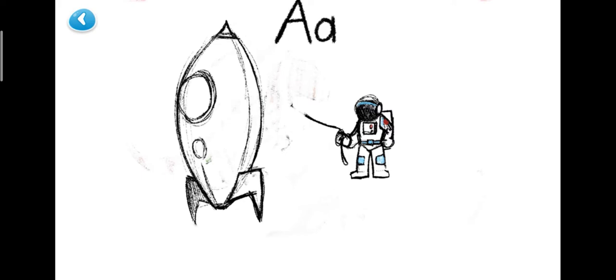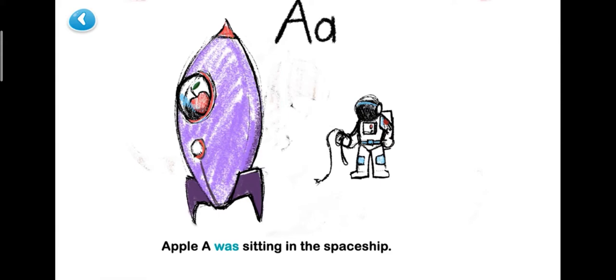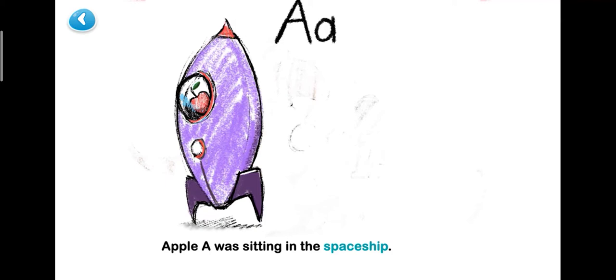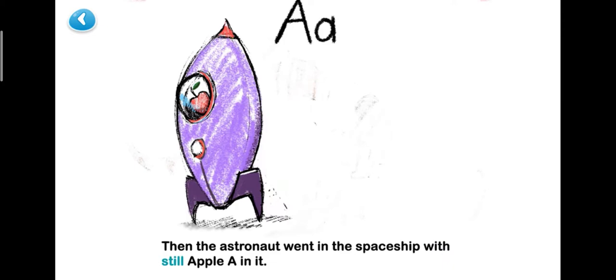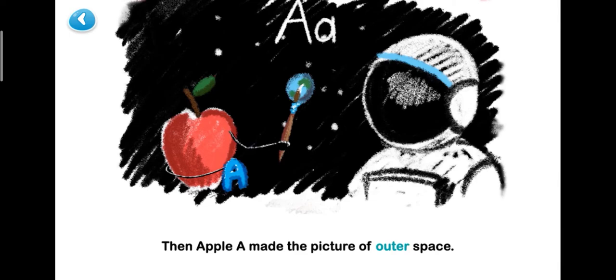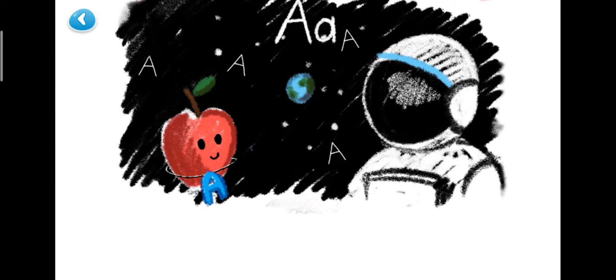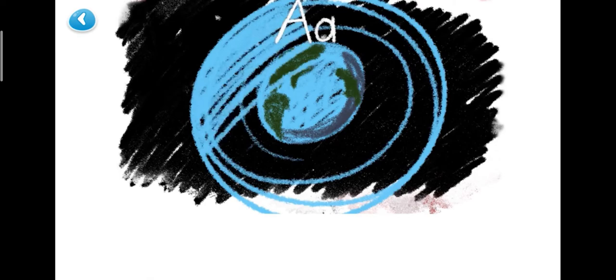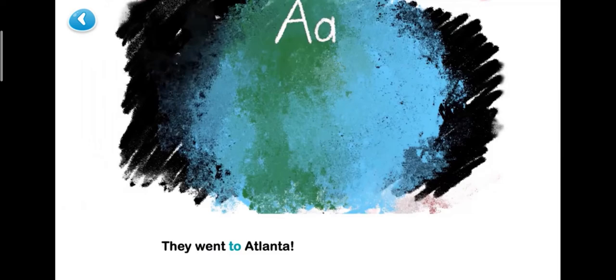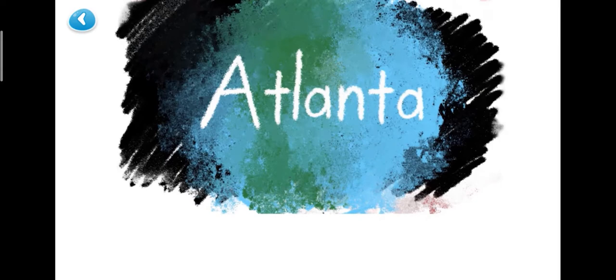Apple A was sitting in the spaceship. And then the astronaut went in the spaceship with still Apple A in it. Then Apple A made the picture of outer space. Went on the back seat. They went to Atlanta.